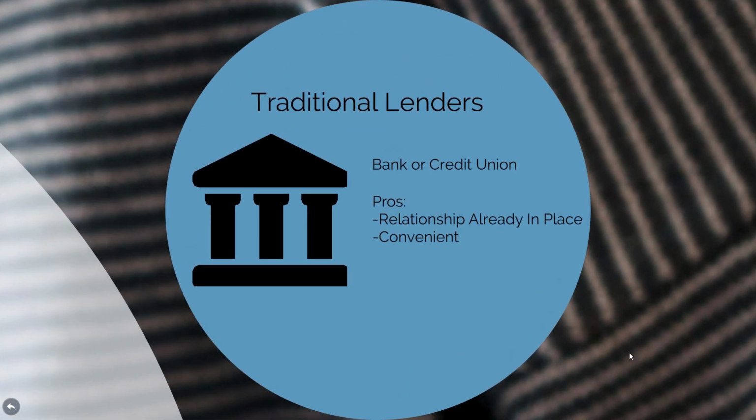So with traditional lenders, that's typically going to be your bank or credit union. And the main pros of going through a traditional lender is that you've already got a relationship in place. It's probably the bank that you already go to on a regular basis. You've had a relationship for years, and therefore it's going to be quite convenient for you to just go in and start the pre-approval process with them.